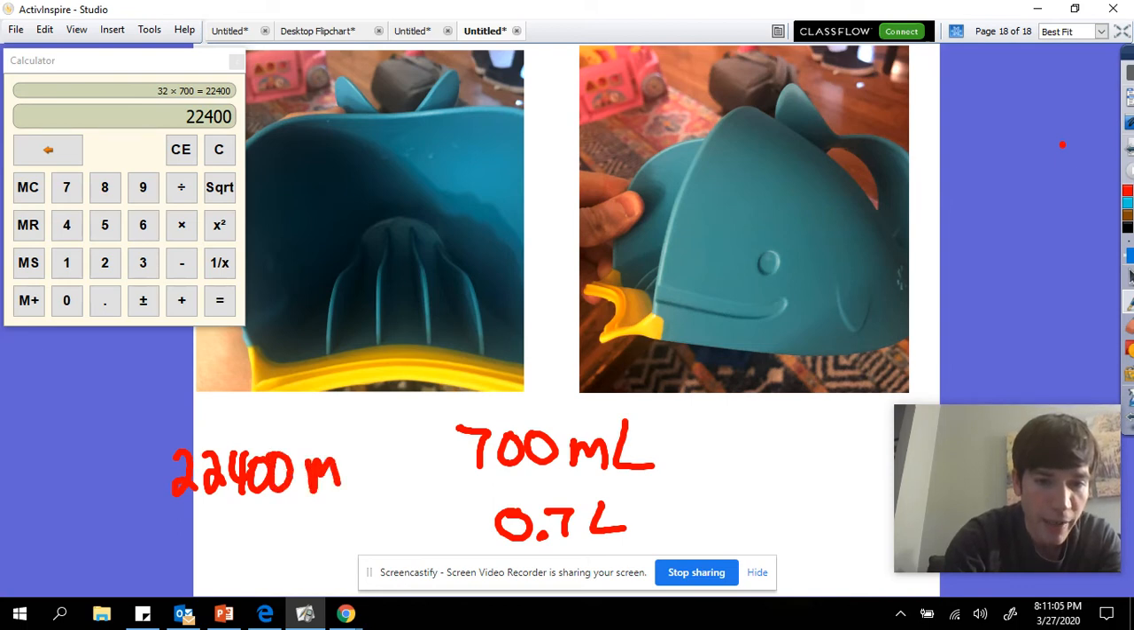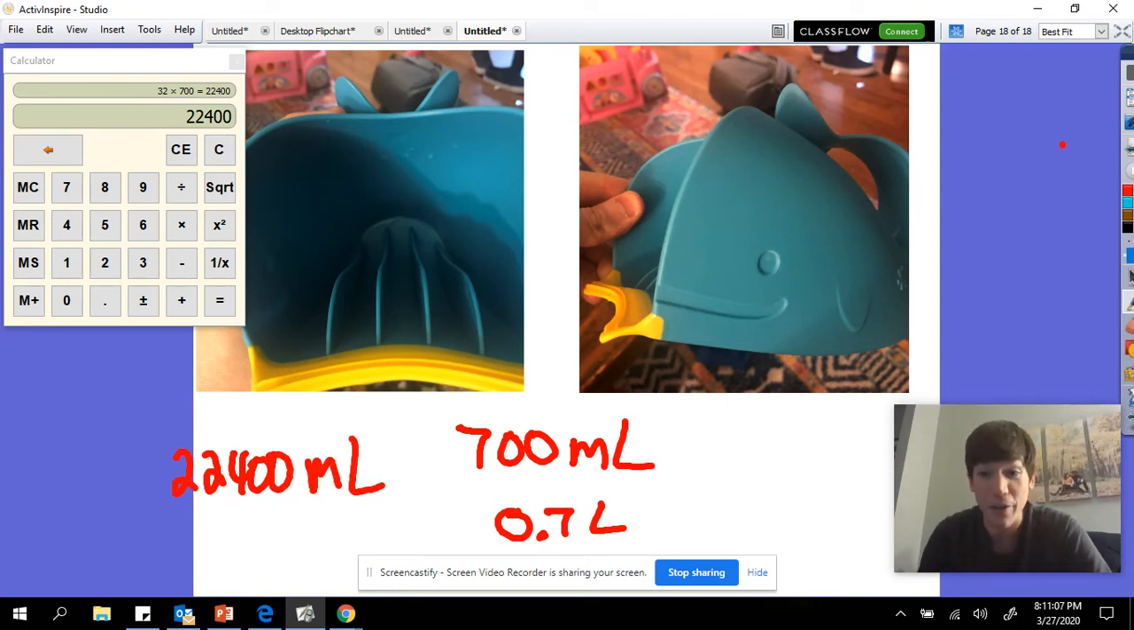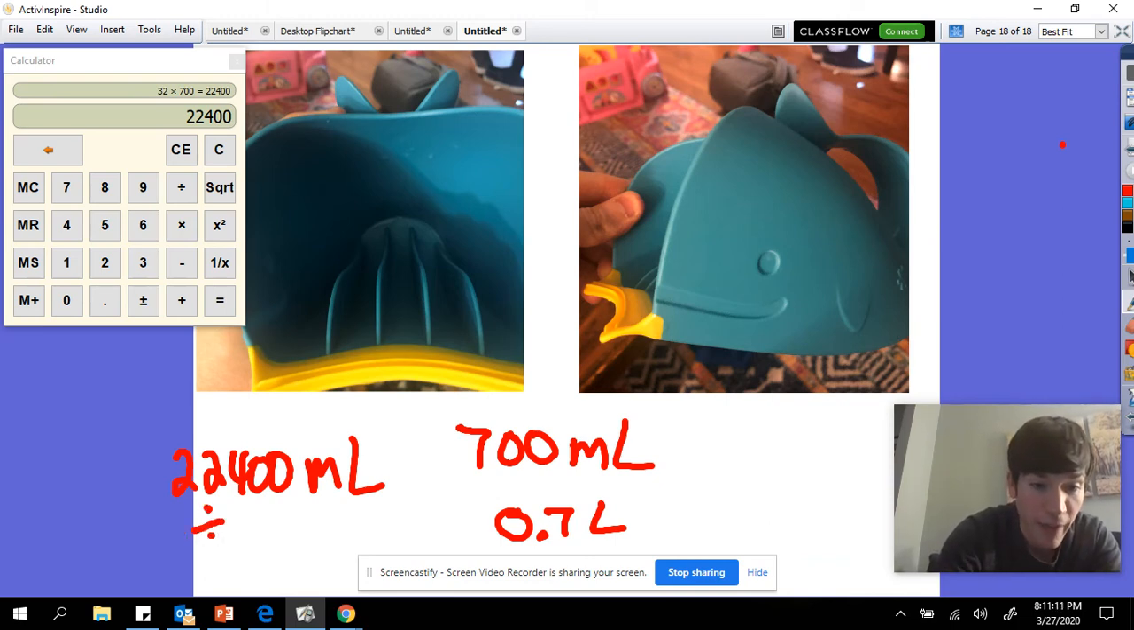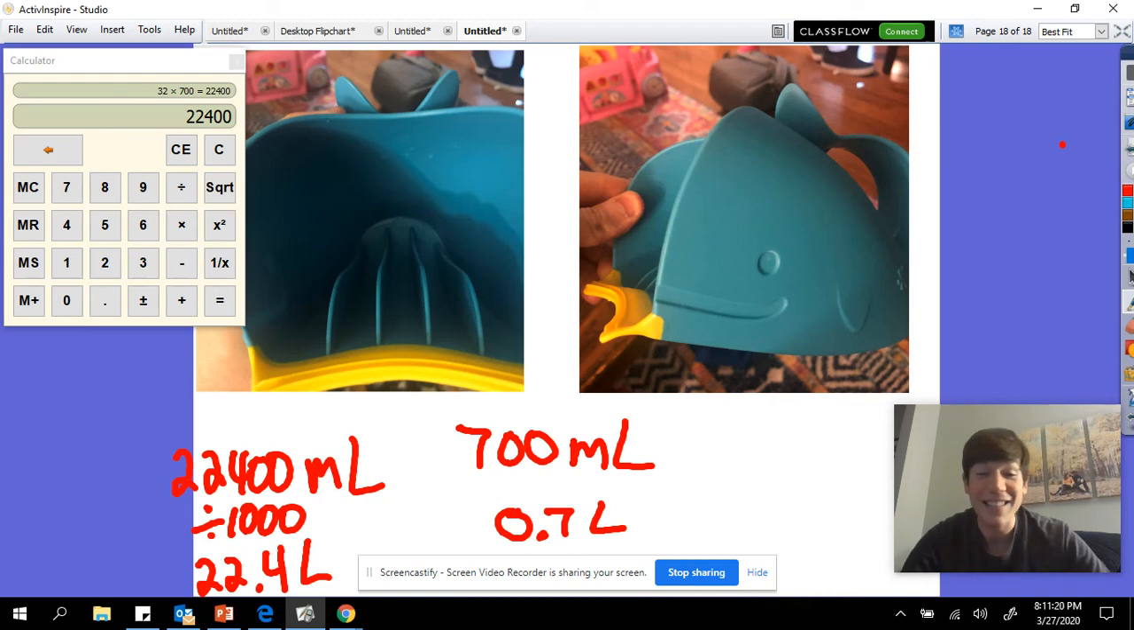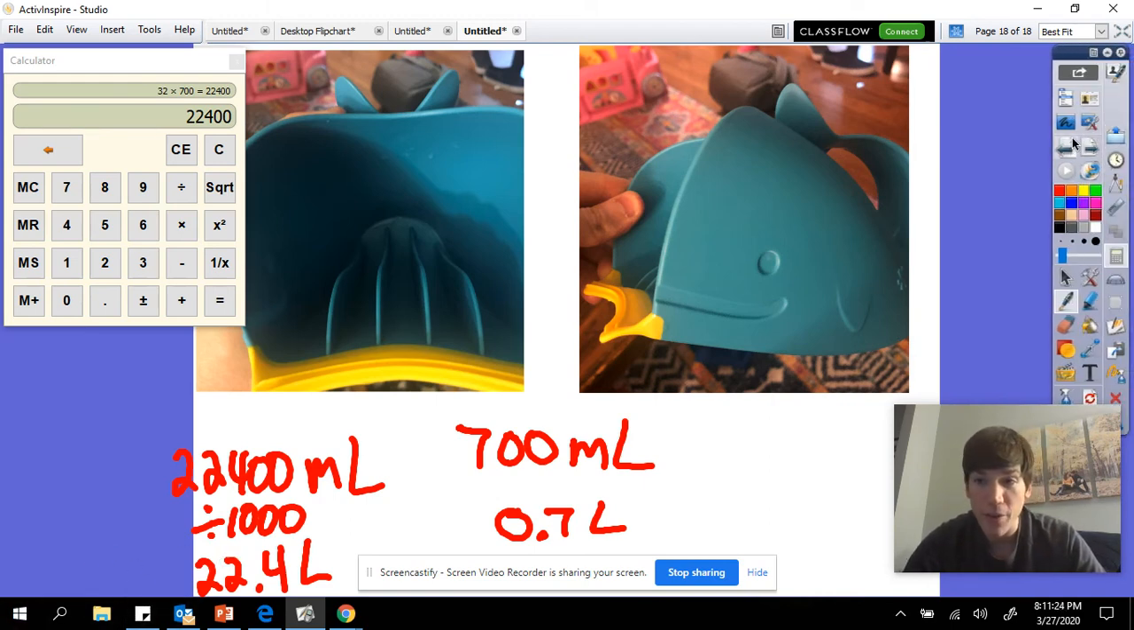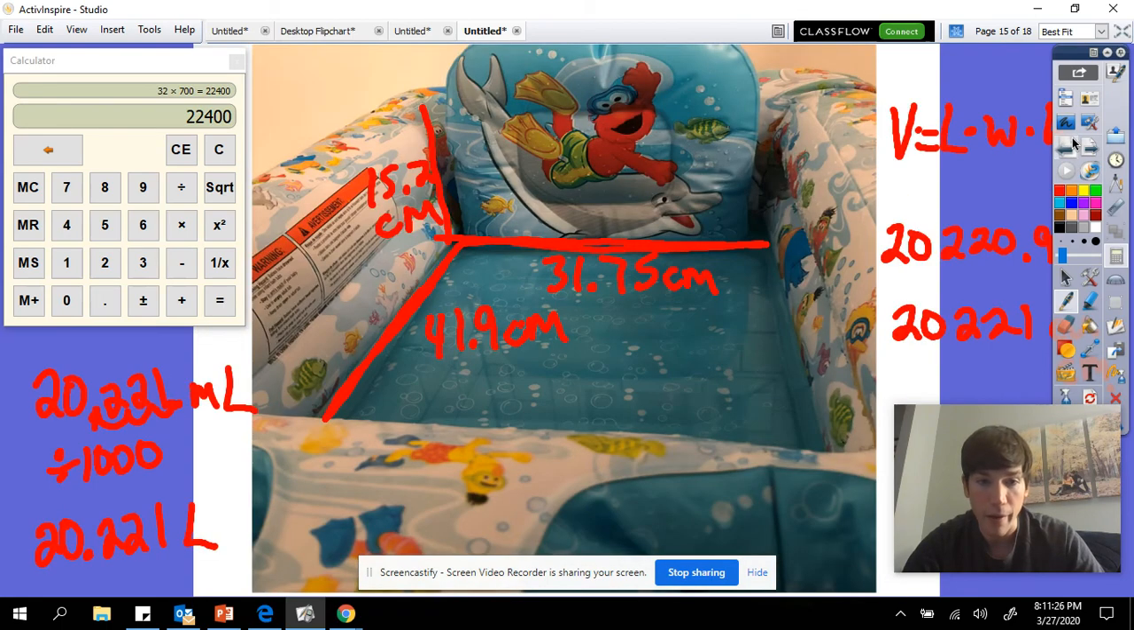22,400 milliliters. If I want to know liters, I'm just going to take that number and divide it by 1,000, moving the decimal back 3 times, which gives me 22 and 4/10 liters. Now, it's not the exact same number as the first way we did it, but it's pretty close. So 22 and 4/10, and initially when we did it the other way, we got 20 and 221 thousandths liters. So we're off by about 2 liters between the 2 different ways that we did it.